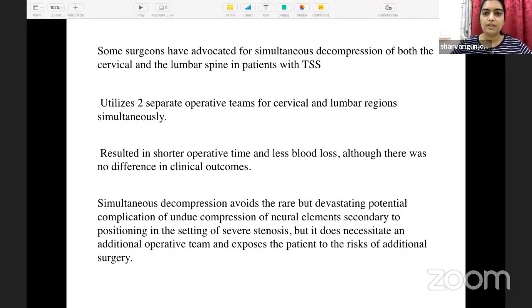Some authors have advocated simultaneous decompression for the cervical and lumbar spine in patients with tandem spinal stenosis. They utilize 2 separate operative teams for cervical and lumbar decompression. This resulted in a shorter operative time and lesser blood loss, although there was no difference in clinical outcomes. They suggested that simultaneous decompression avoids rare but devastating complications related to positioning in cases of severe stenosis. But it does require an additional operative team, and the patient does undergo a second surgery.